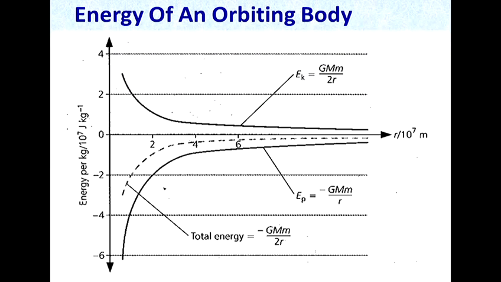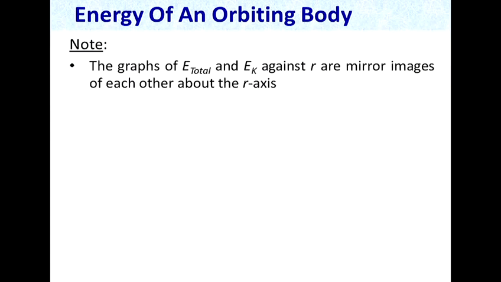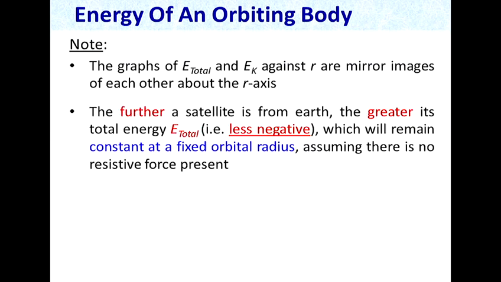Now, if you look at the expression for total energy and the expression for KE, you realize that they are exactly the same, except that total energy has a negative sign in front. So kinetic energy and total energy will be mirror images about the r-axis. This graph is not drawn very well. It doesn't show the mirror image. So that's the first point to note. If you're asked to sketch the energy diagram for a satellite, when you draw the sketch, you must show that the total energy and the KE are more or less mirror images of each other about the r-axis.